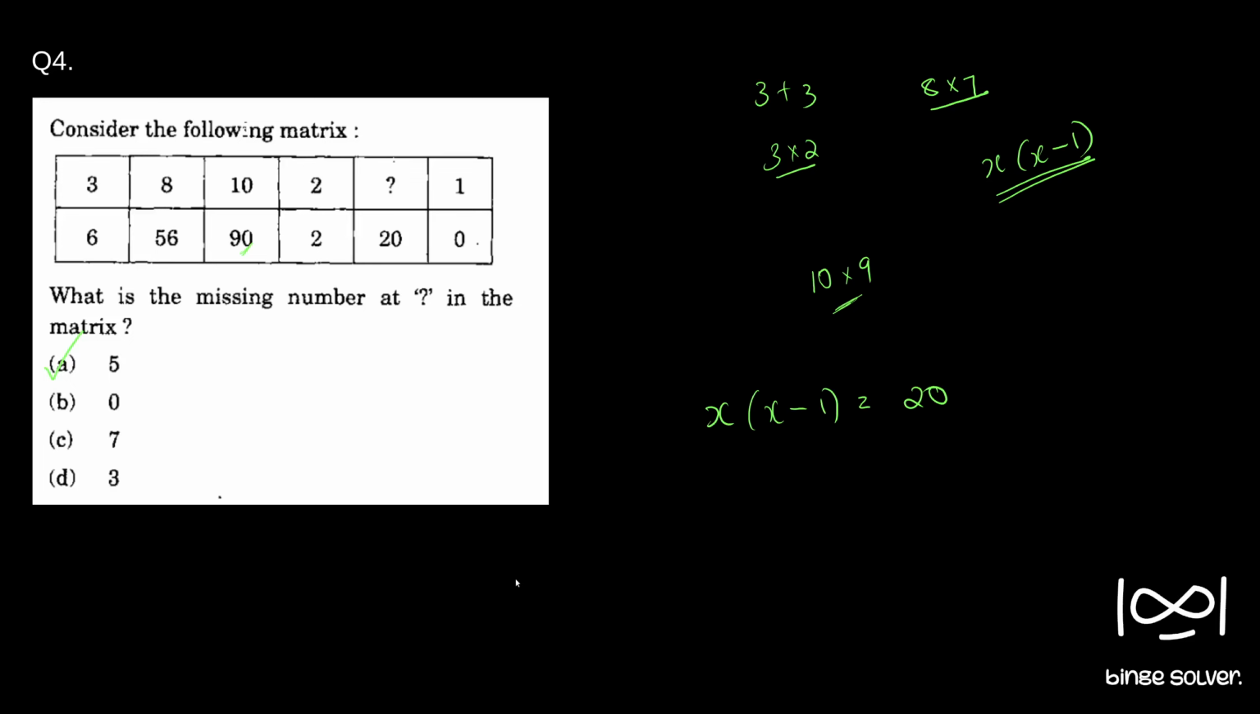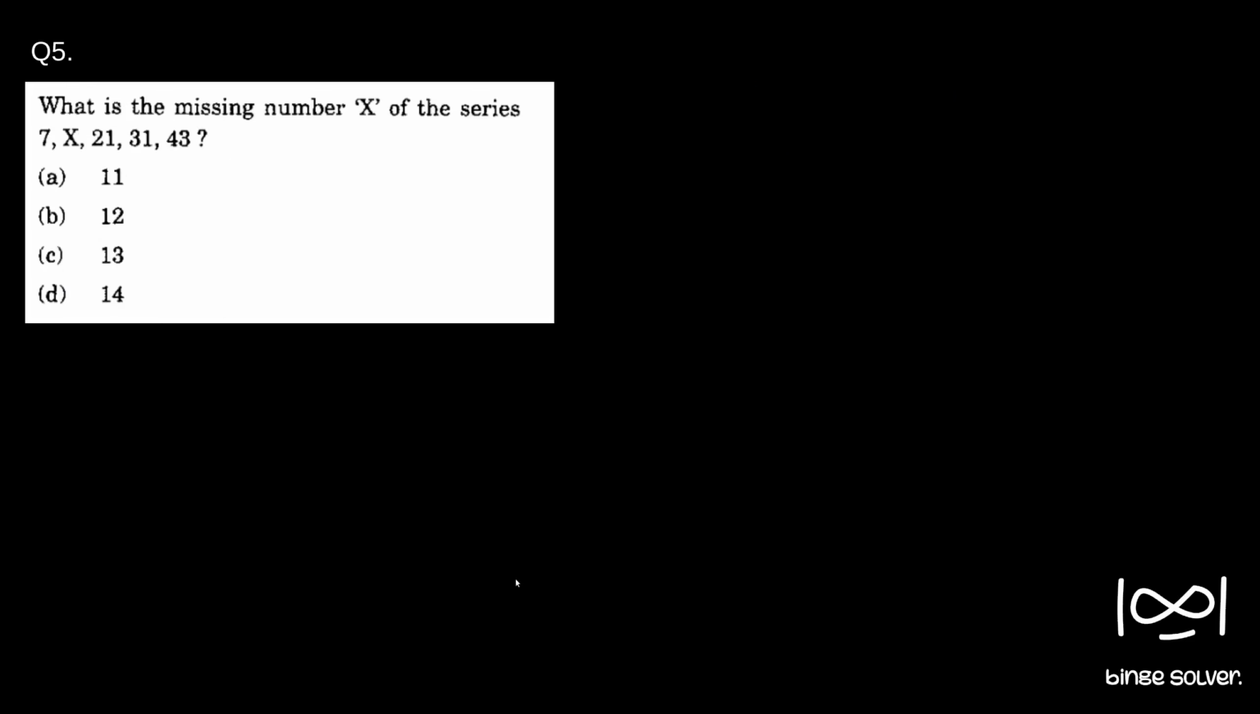Moving on to the next question, question 5. What is the missing number x of the series 7, x, 21, 31, 43? So we have to find the missing number here. We'll just first write down the numbers: 7, x, 21, 31, 43.